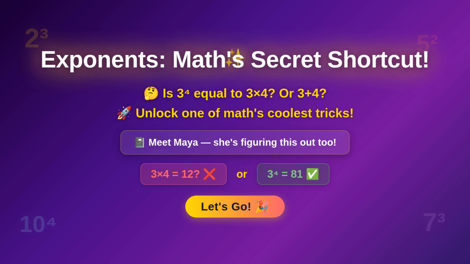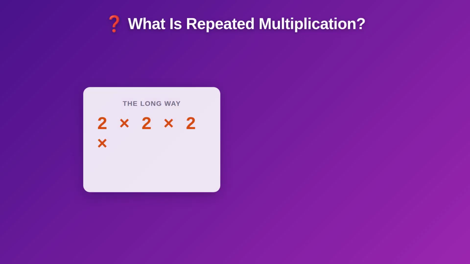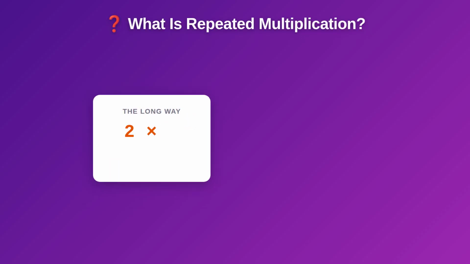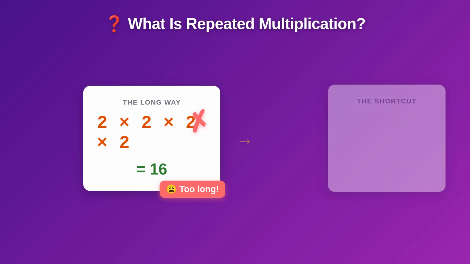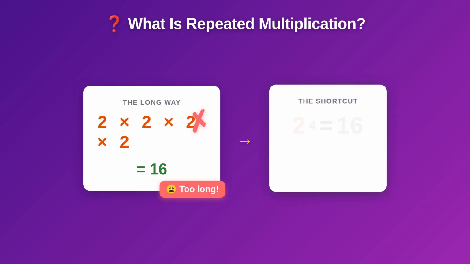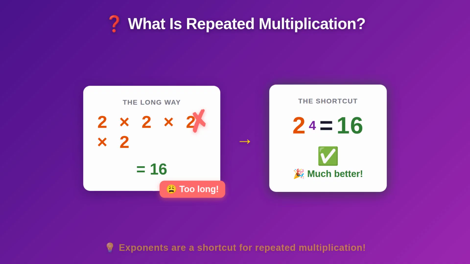Let's go! So here's where Maya's problem starts. Imagine you need to multiply 2 times 2 times 2 times 2. That's 4 2's all multiplied together. You could write it all out, and the answer is 16. But what if you had to multiply 2 by itself 10 times, or 100 times? Writing it all out would take forever. That's exactly the problem mathematicians ran into, and that's exactly why they invented exponents.